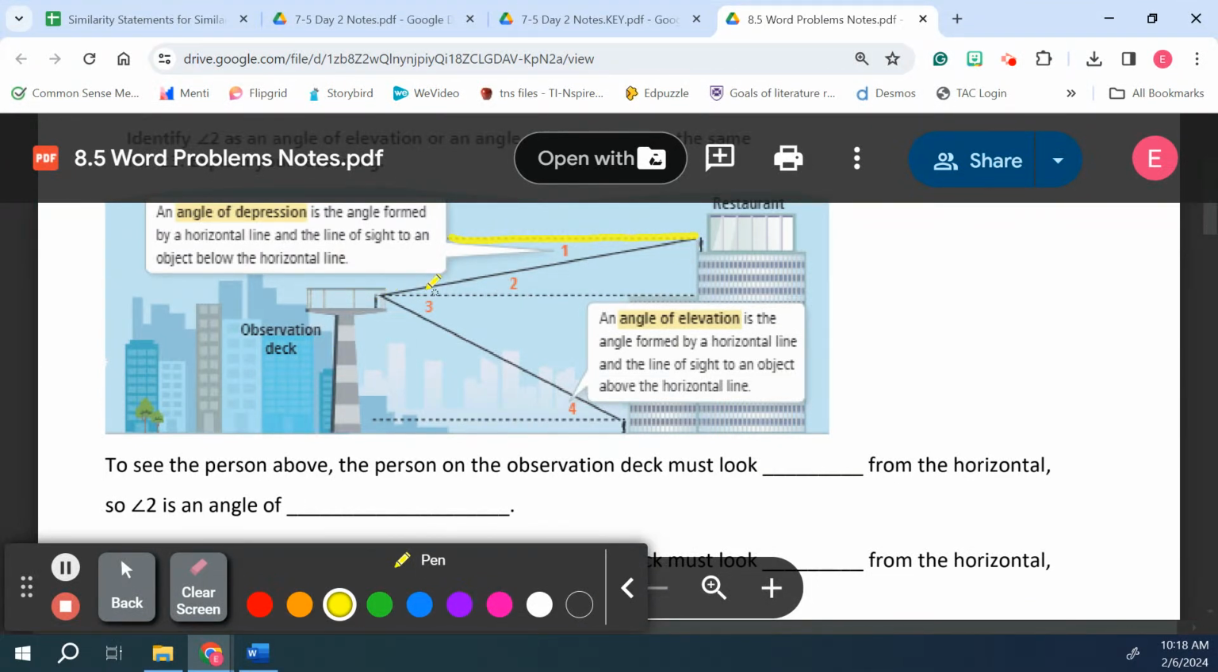And then if we're looking here, we see an angle of elevation. So that's for angle 2. This, again, is the line of sight, and from that line of sight, you're looking up. Again, that is not something they necessarily give you, but if they do give it to you, it's usually represented with a dashed line. To see the person above, the person on the observation deck must look up from the horizontal. So angle 2 is the angle of elevation.